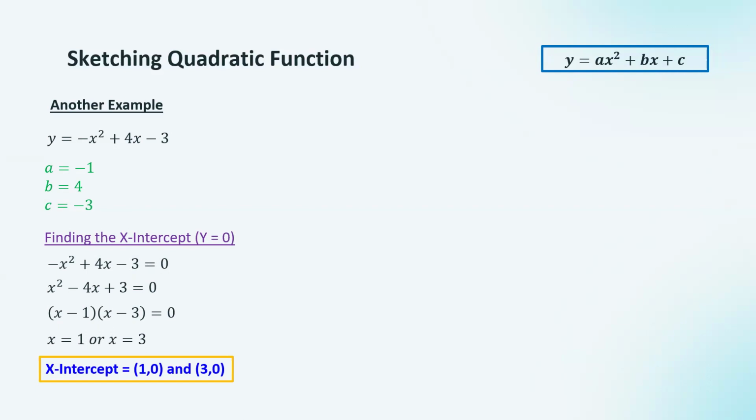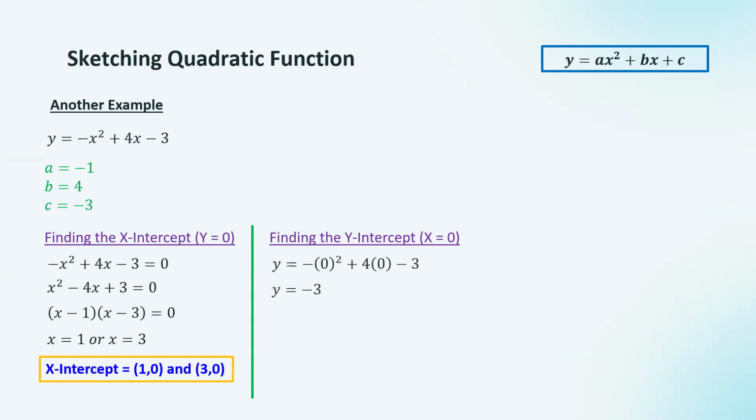After this, we find the y-intercept, which is basically the y value when x is 0. So we can try to input x equals 0, and we know that y is -3. So the y-intercept is (0, -3).